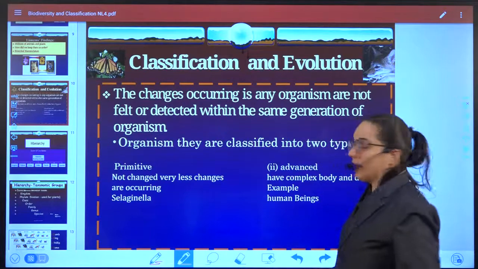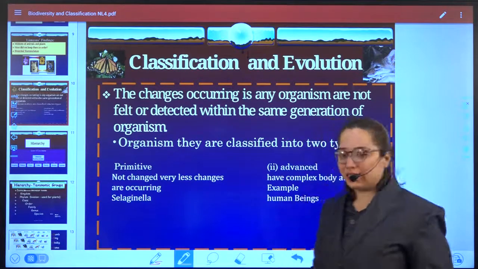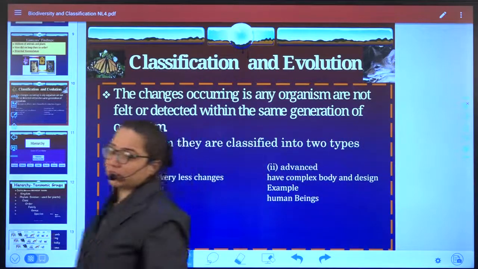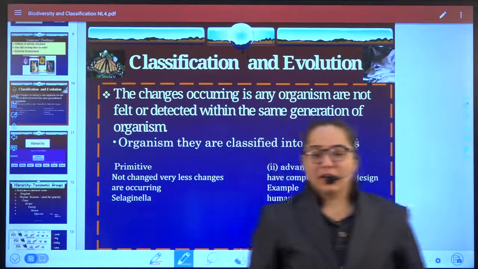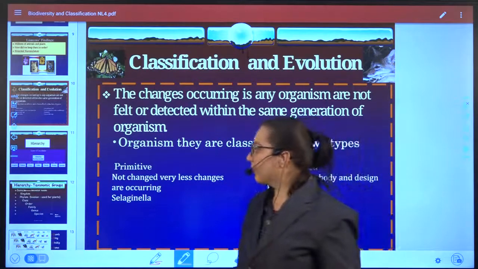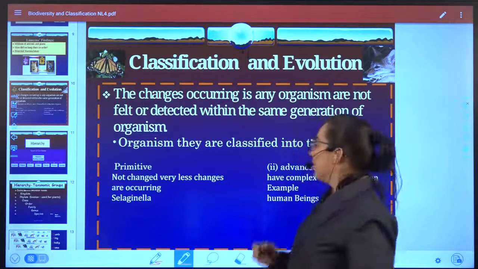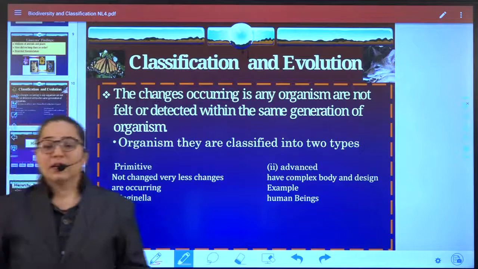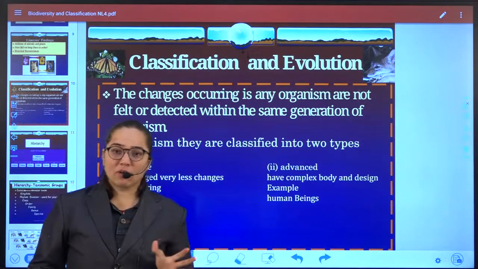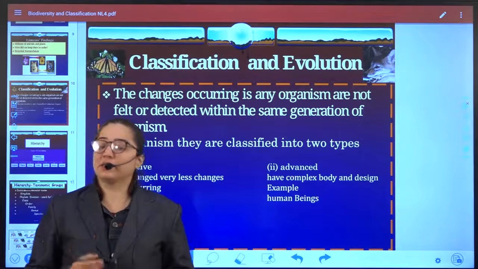Now, how are the organisms classified? They are basically classified into two types. That is, they are either primitive or advanced. Primitive means in their body, major changes are not observed. Example is Selaginella. Over here, if they are having complex body design, then they are called coming into the category of advanced organism. An example is human beings.